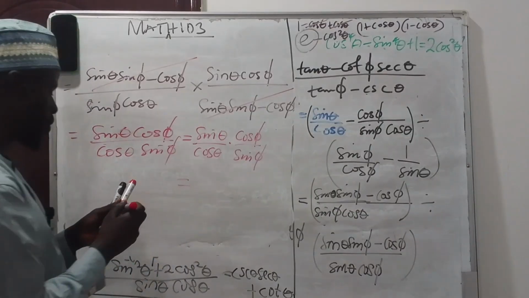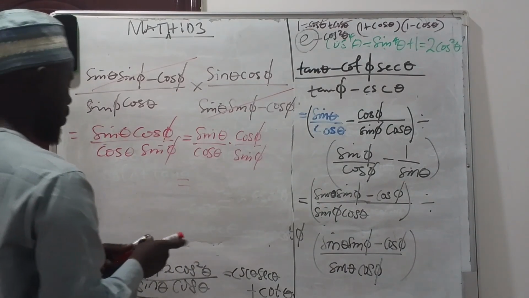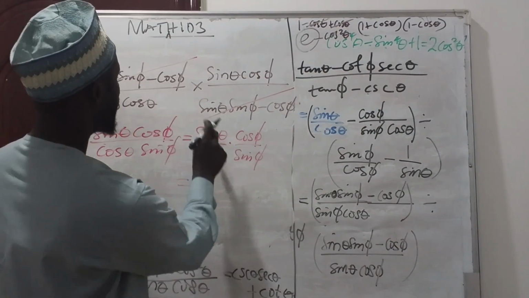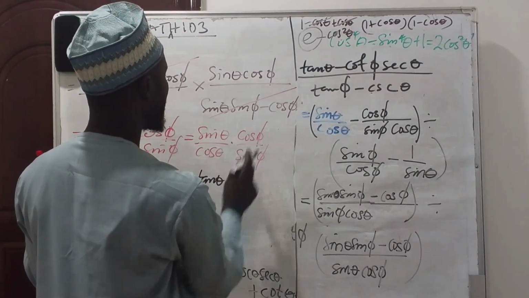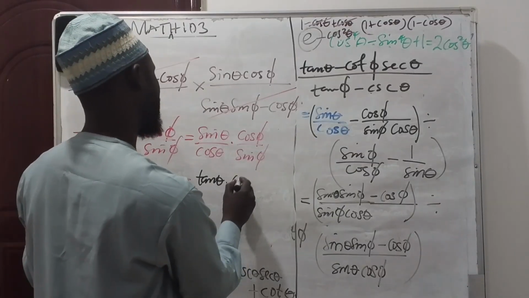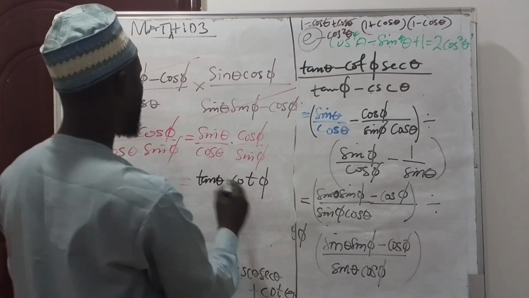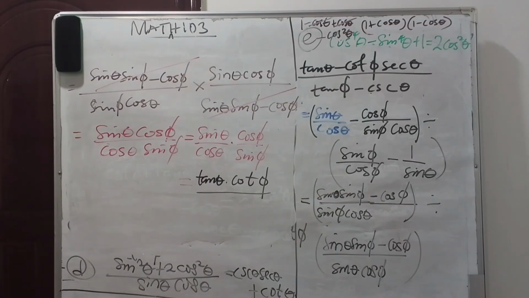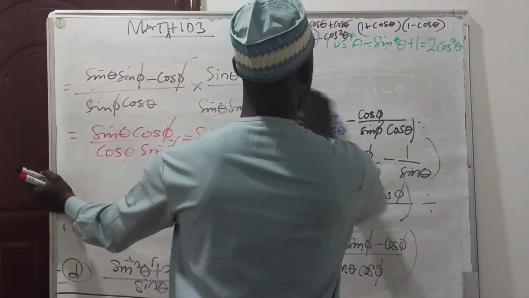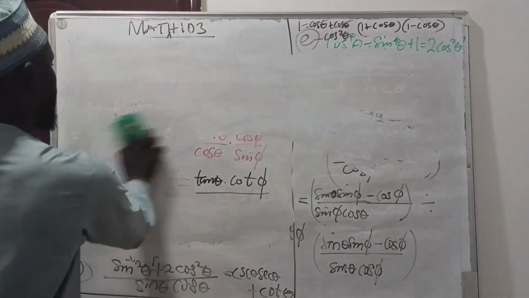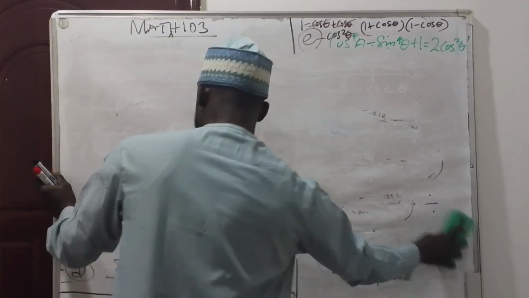So this is equal to, for this you have tan theta, and for this you have cot phi. So the answer is sine theta cot phi as required. So that is the solution, just as it is in the right hand side. Okay, so now we clean the board and take example number D.